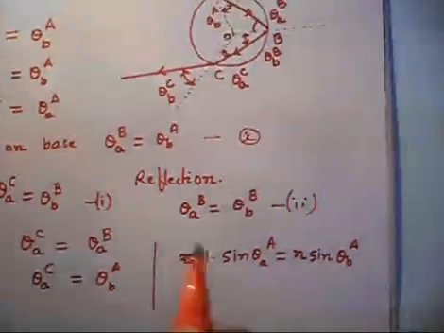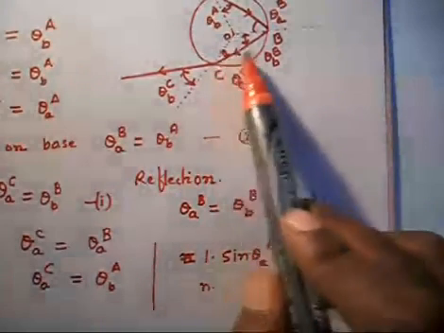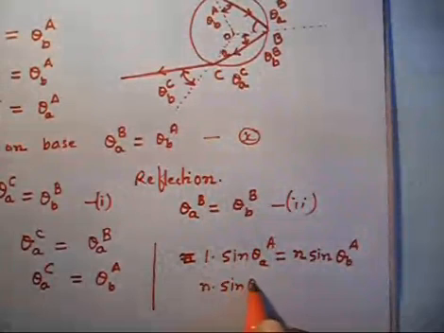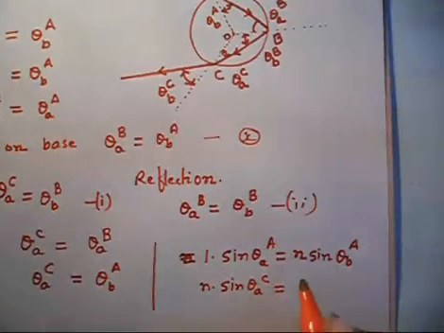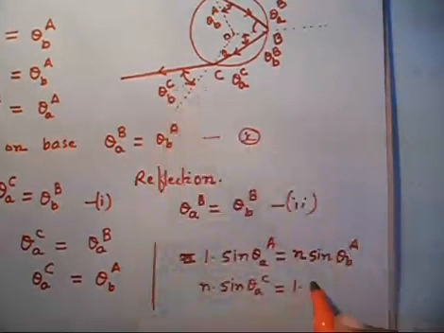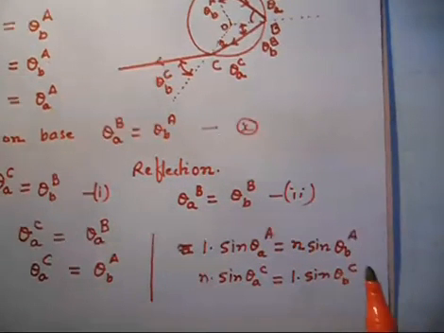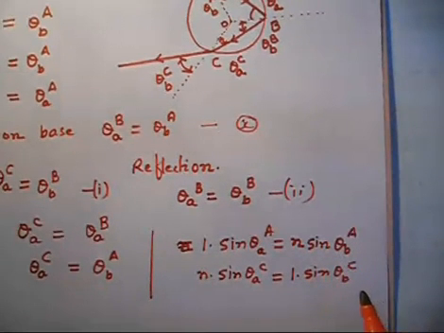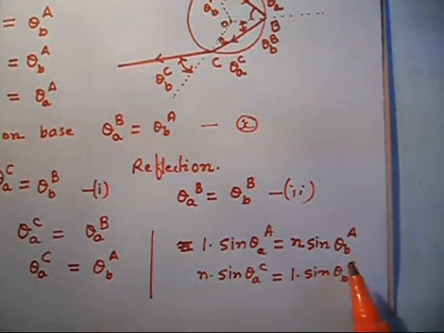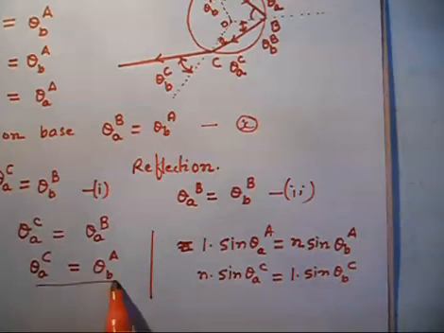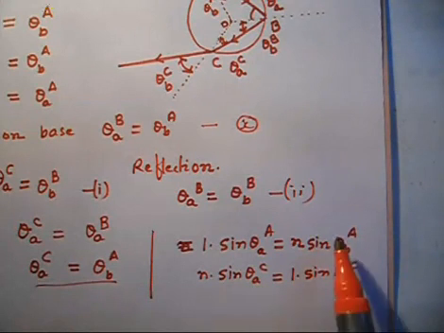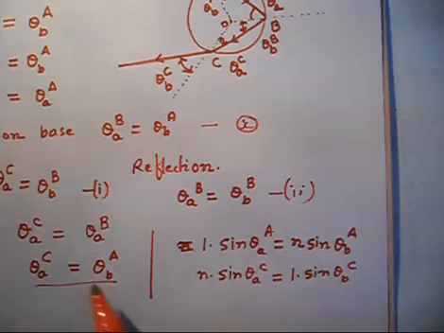Now if I write at C, I can again write n times sin theta A at C is same as 1 times sin theta B at C. Now you see these things, we have already proved theta B at A is equal to theta A at C. So theta B at A is same as theta A at C. So these two things are equal.